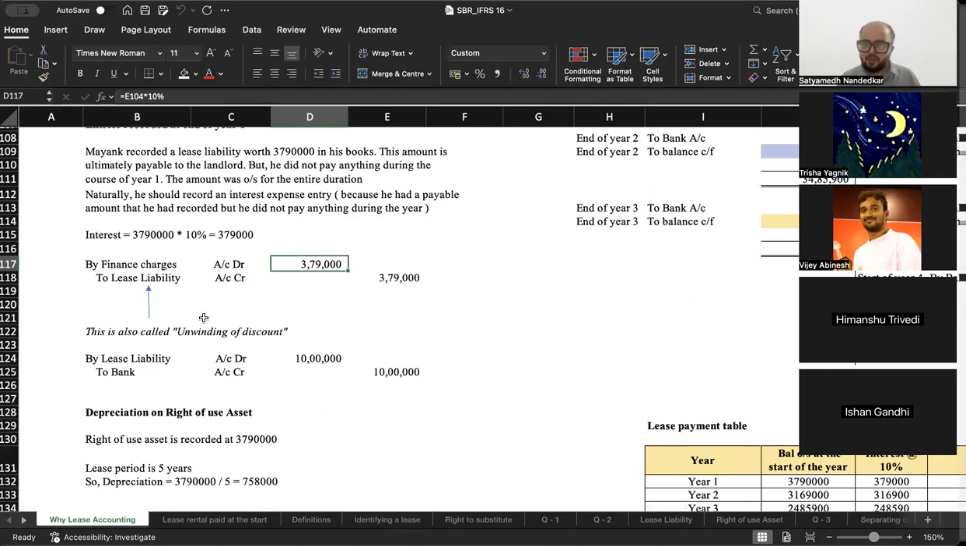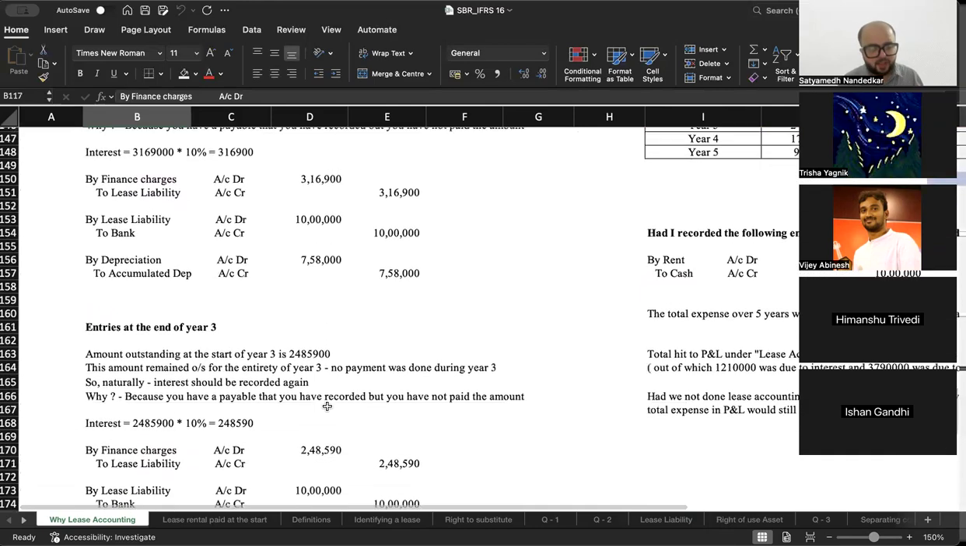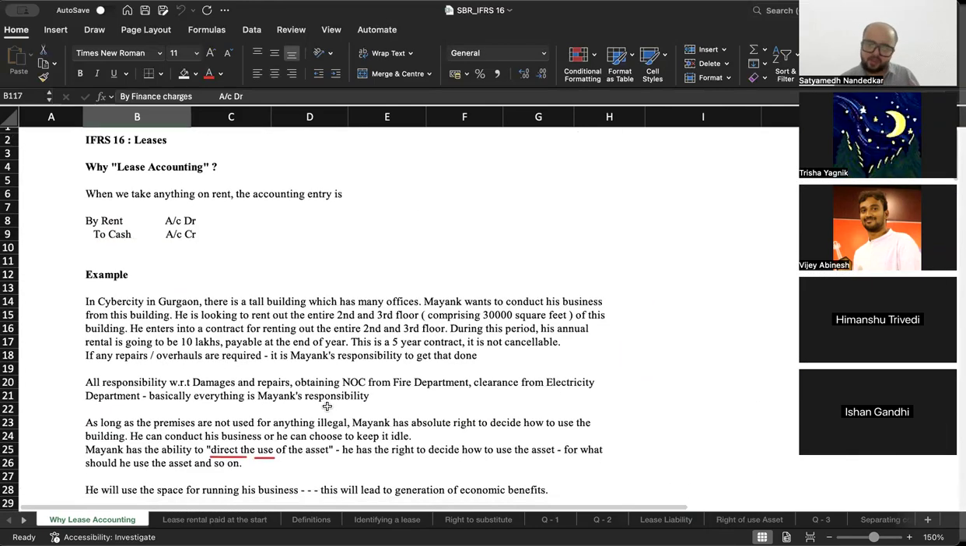And when you pay the amount of rental, the accounting entry should be lease liability to bank. So this entry will remain the same because lease rentals are the same every year, but of course the finance charges entry will be recorded. Okay, finance charges account debit to lease liability. This is the accounting entry for unwinding of discount, and then later of course you make the lease payment.